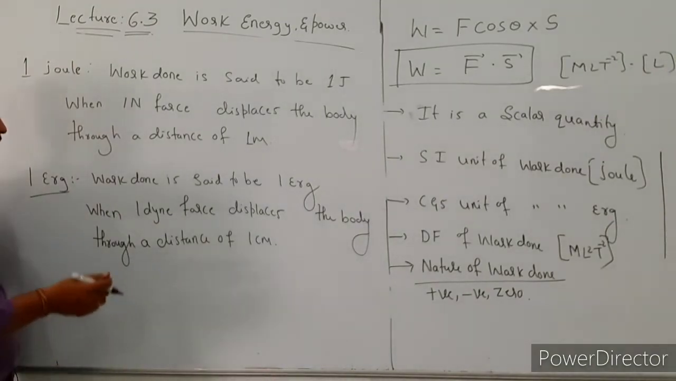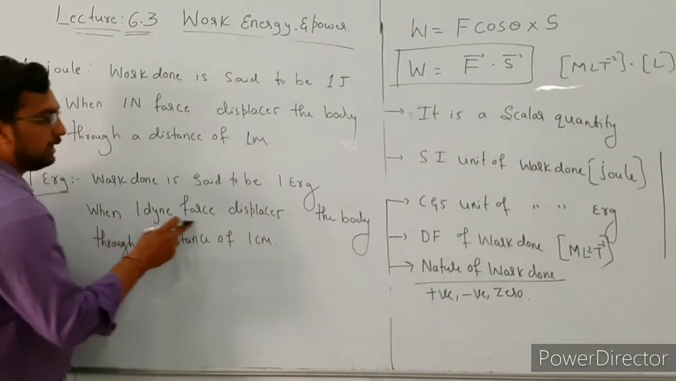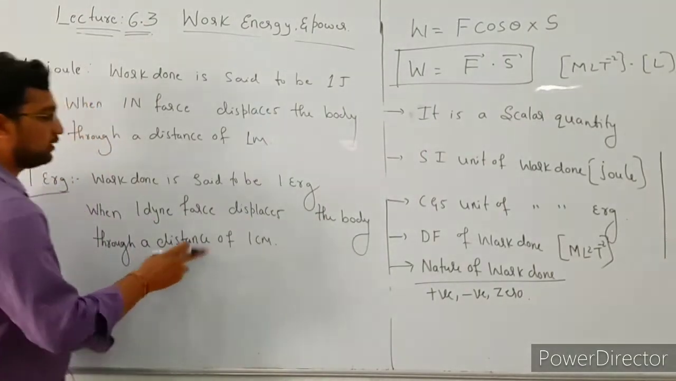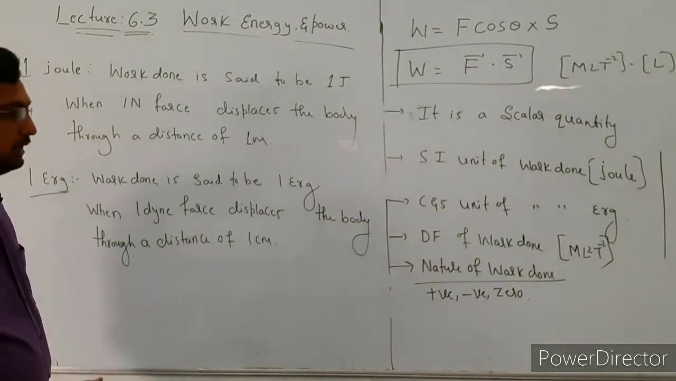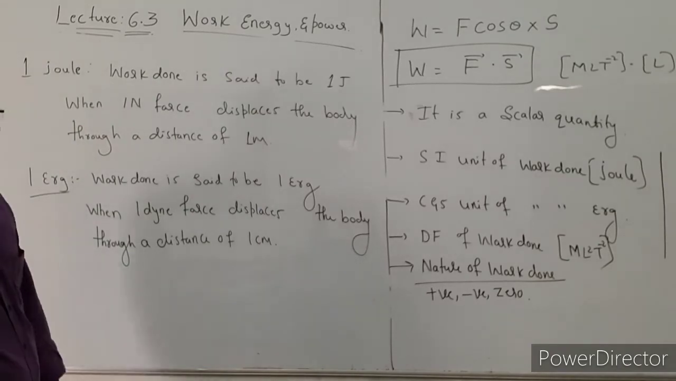What is the definition of 1 erg here? Work done is said to be 1 erg when 1 dyne force displaces the body through a distance of 1 centimeter. So this is the definition of 1 joule, and this is the definition of 1 erg.